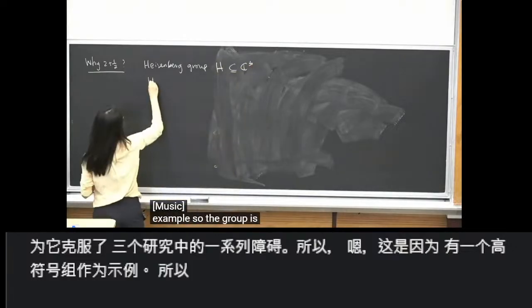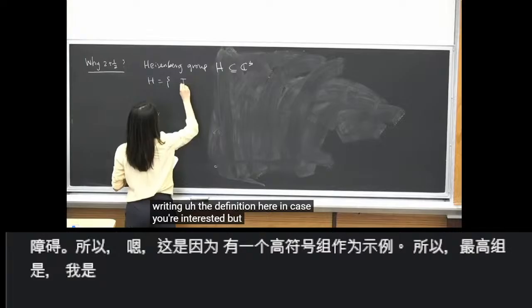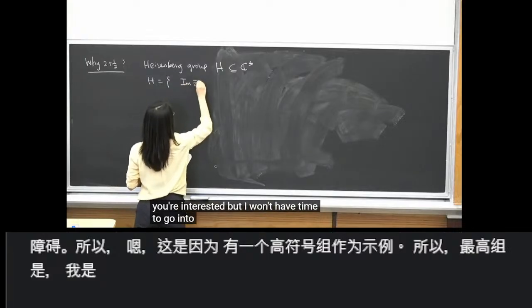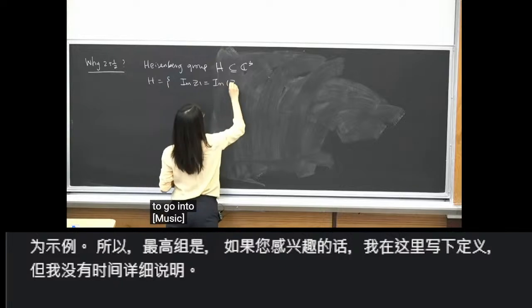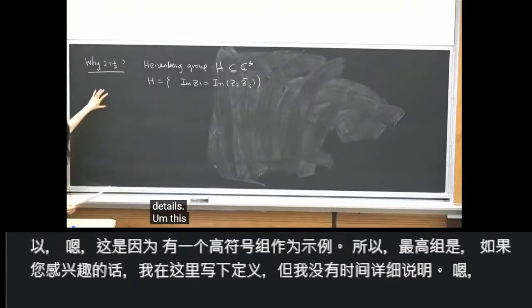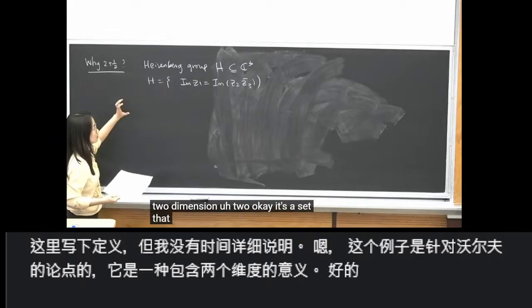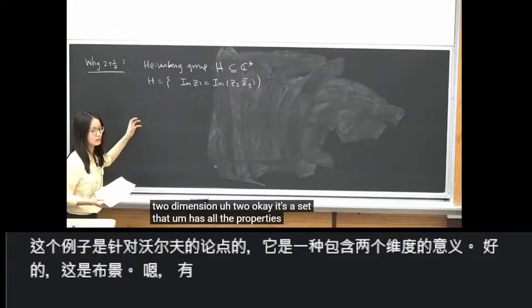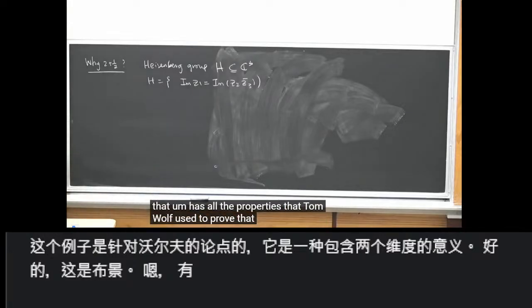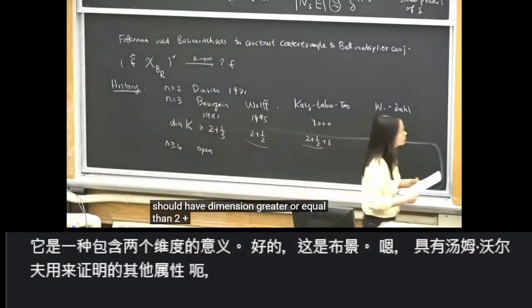So the Heisenberg group is the... I'm writing the definition here in case you're interested, but I won't have time to go into details. This example is sharp for Wolff's argument. It's a set that has all the properties that Tom Wolff used to prove that a Kakeya set should have dimension greater than or equal to 2 plus 1/2.